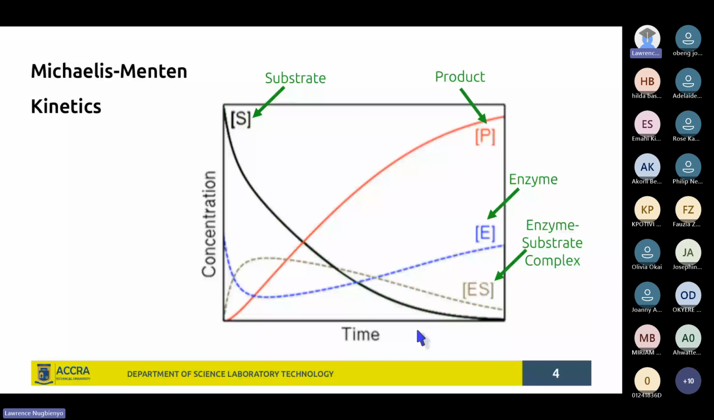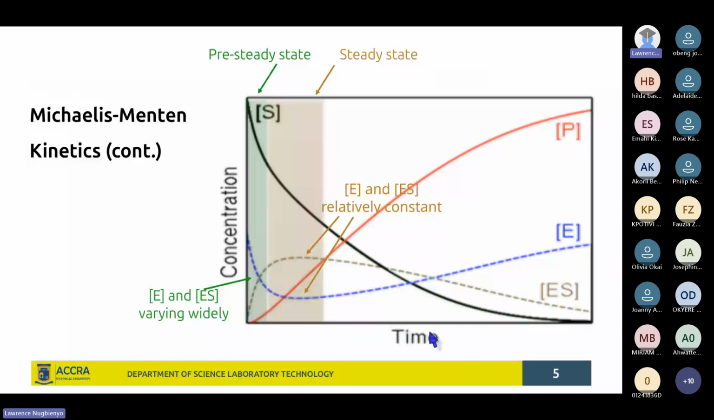So we can take a look at it much more, looking at the various stages of these changes in the concentrations. If you take a critical look at it, let's look at first of all the black curve, the curve with a black line. That curve represents concentration of substrates.